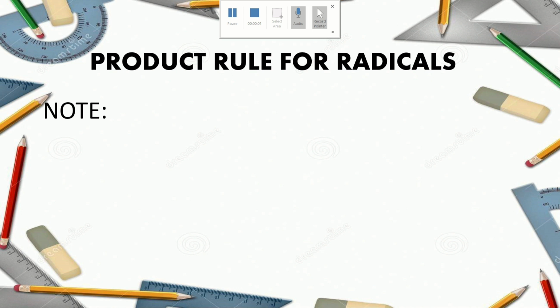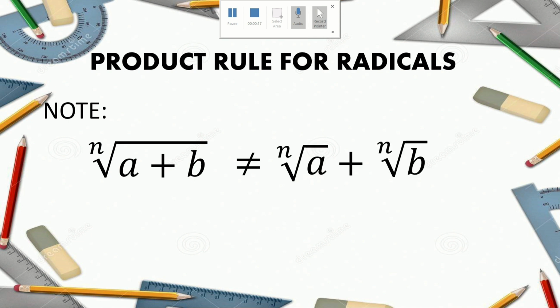I just like to emphasize this one. A lot of students make this mistake. They see the product rule for radicals and they think they can apply this to addition. If you have the nth root of A plus B, that is not going to be equal to the nth root of A plus the nth root of B. So don't do that. You might find a few special cases where that works, but don't think that it's going to work all the time.